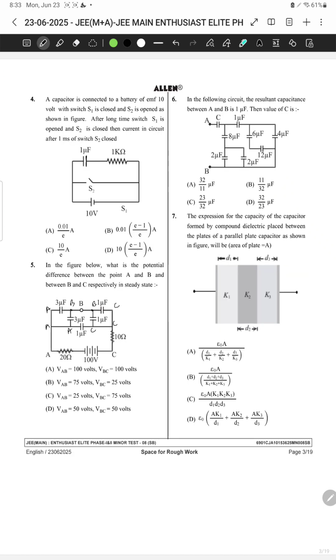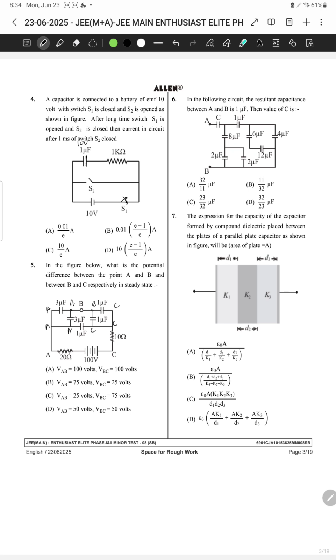Question number 4. A capacitor is connected to a battery of EMF 10 volt with switch S1 closed and S2 open. There is a switch here which is closed initially. After a long time, switch S1 is opened and S2 is closed, then what is the current in the circuit? What will happen when switch S1 is closed? The capacitor will charge. After a long time, that means the capacitor is fully charged, so the potential difference across the capacitor is 10 volt. It will have a maximum charge Q equal to CV.